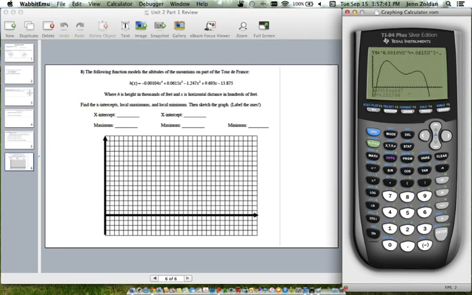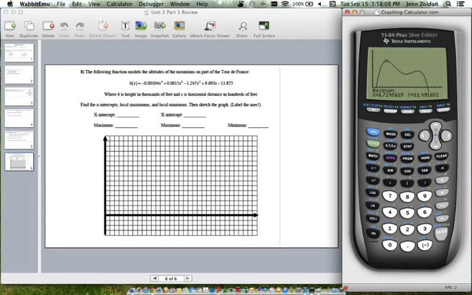I'm going to go ahead and hit enter, and then I'm going to move the cursor so that it's on the right side of the hump, and then hit enter, enter again. So that's at 6.7 and 11.5. So I'm going to add that to my points. So 6.7 and 11.5 for the first max. I'm going to go ahead and find the second max.